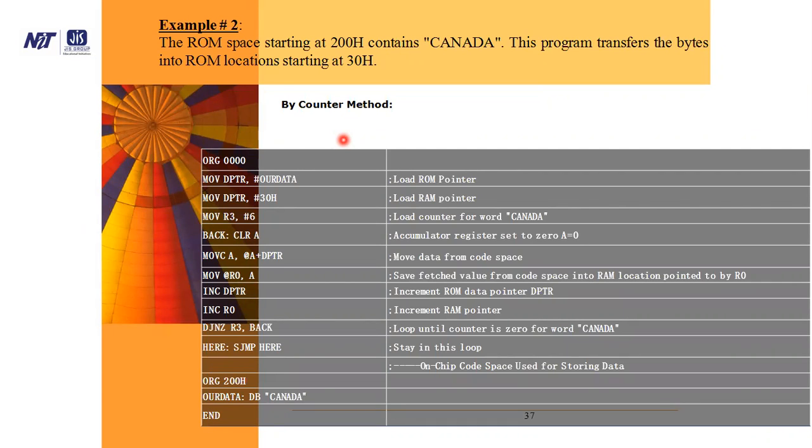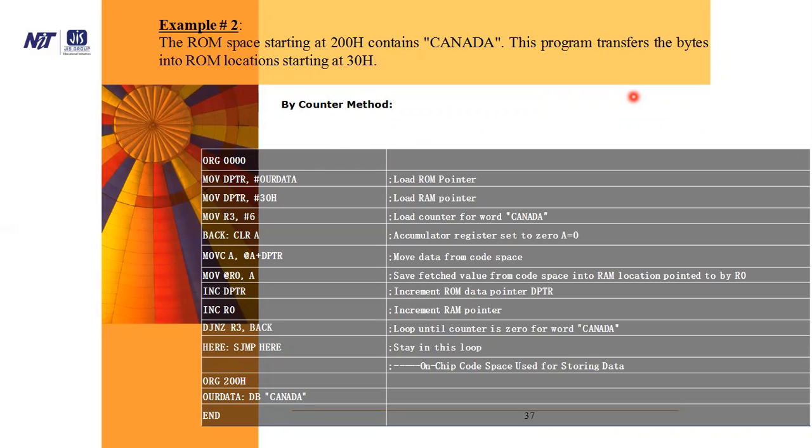The ROM space starting at 200H contains the word "Kannada". This program transfers the bytes of ROM location into RAM starting at 30H. ORG 0000, MOV DPTR, #OURDATA: load ROM pointer. MOV R0, #30H: load RAM pointer. MOV R3, #6: load counter for the word Kannada.